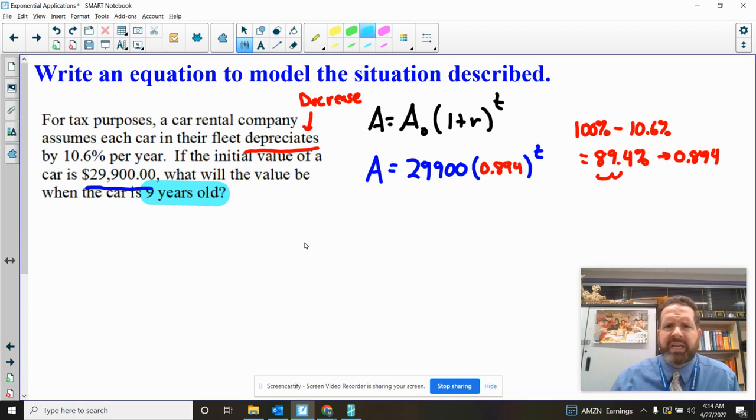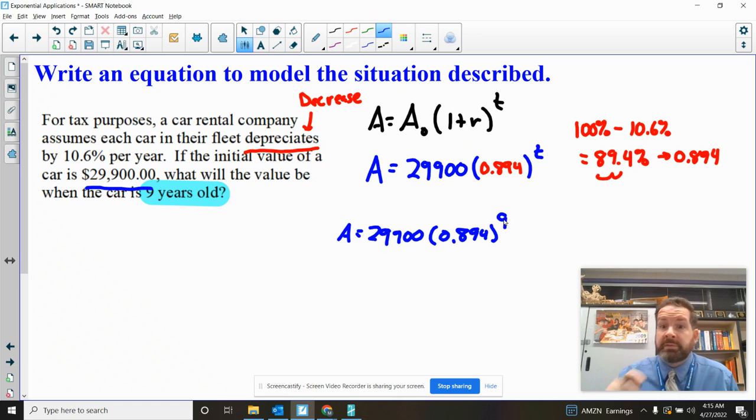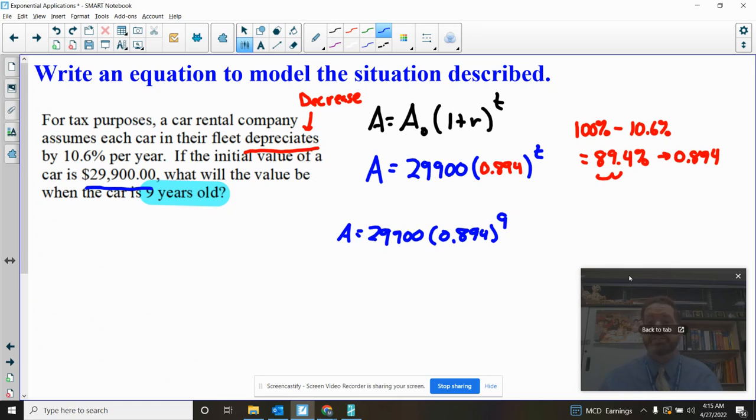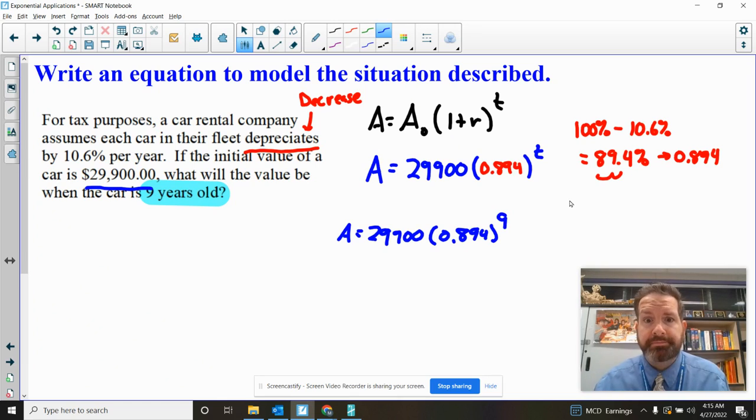Well, let's see. If I'm going for a 9-year difference, we're just going to put a 9 in where this t is. So the amount the car is worth, or the entire fleet rather, is going to be 29,900, our starting value, times 0.894 to the power, excuse me, of 9, since we're going for those 9 years.